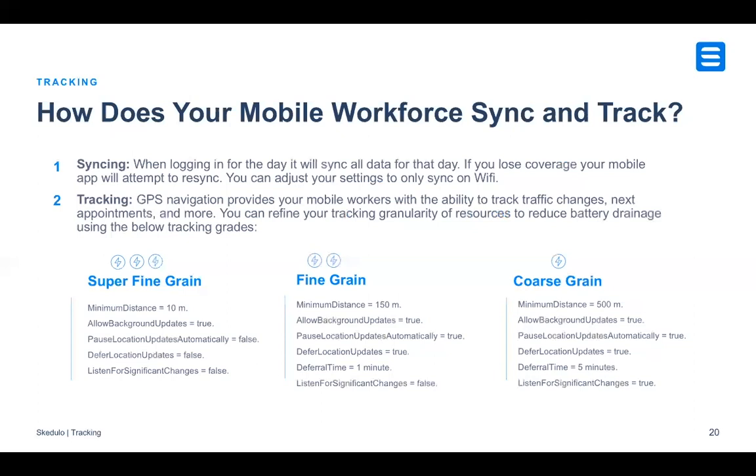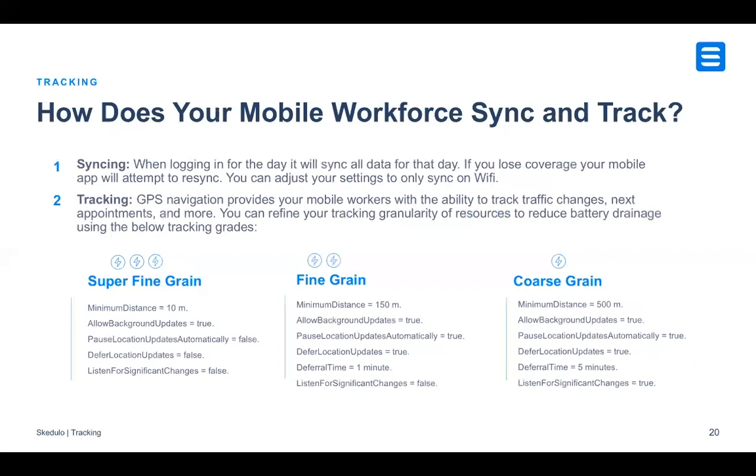So not only should the resource be able to understand traffic conditions while they're traveling, but they should also be able to get updates about when their appointments are changing or cancelled, and they should be able to change the granularity that they're using for tracking where they are in the field. So I've got a few examples down the bottom, and these are all important factors that can impact battery drainage on the device. The first one is super fine-grained setting.